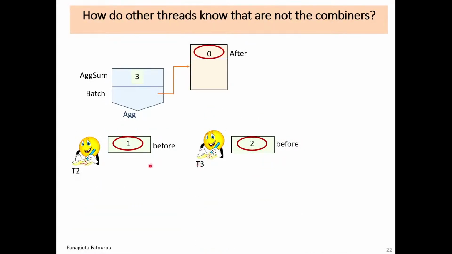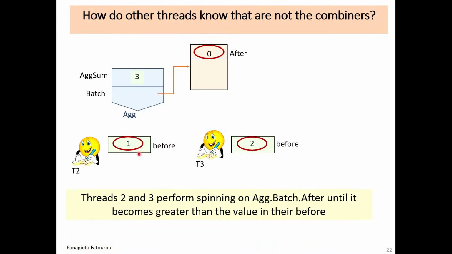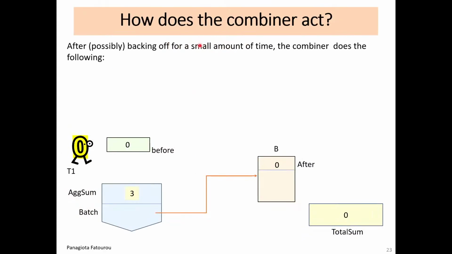Now the other threads that are there, T2 and T3, are going to do the same. They are going to compare their before values, which are 1 and 2, with 0, and they will decide, okay, we have higher values, we were not the first, we're not going to act as a combiner. What we're going to do is perform spinning. We're going to repeatedly read this batch's after until we see a value that is larger than 0. This is going to be the signal that the combiner gave us to stop waiting. Okay? Good. So how does the combiner act?